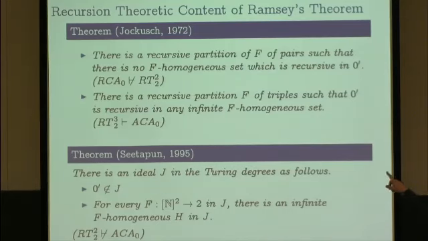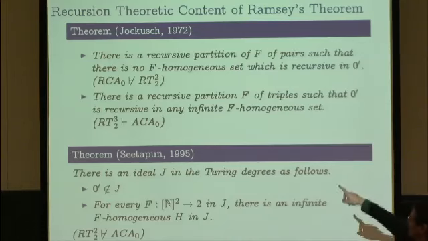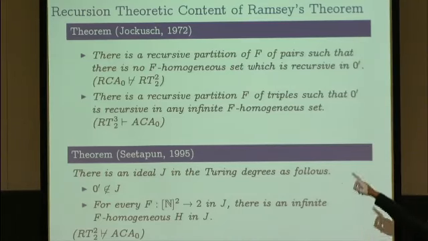Secondly, there's a recursive partition of triples, so not only is every homogeneous set not computable, but in fact every homogeneous set has a lot of information. You can compute the Turing jump. Formally, that says Ramsey's theorem, so the first one, Ramsey's theorem is not effectively true.